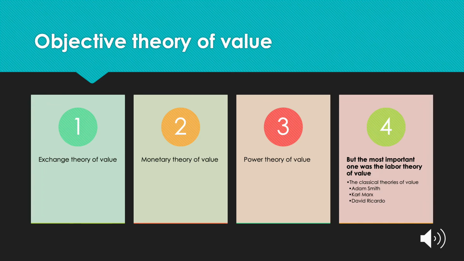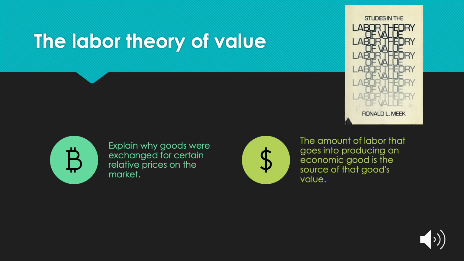So starting with the objective theory of value, there is the exchange theory of value, monetary theory of value, power theory of value, but the most important one was the labor theory of value that was explained by the classical theories of value and brought up by Smith, Ricardo, and Marx. The labor theory of value was an early attempt by economists to explain why goods were exchanged for certain relative prices on the market. It suggested that the value of a commodity was determined by and could be measured objectively by the average number of labor hours necessary to its production.